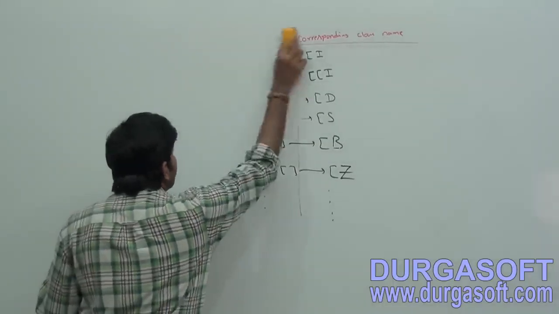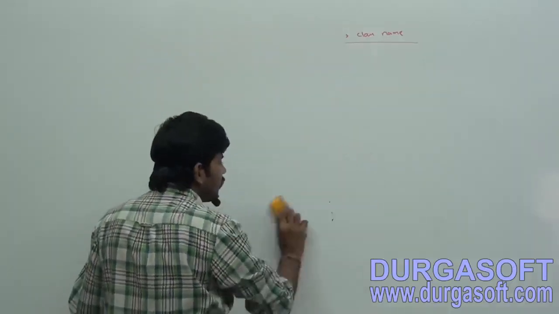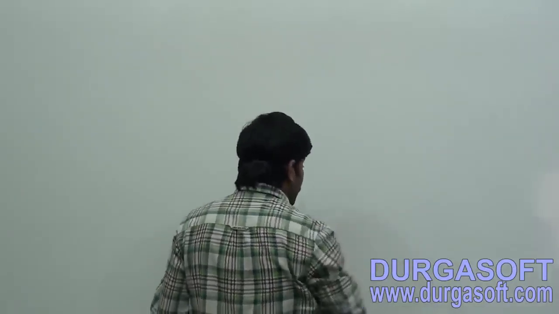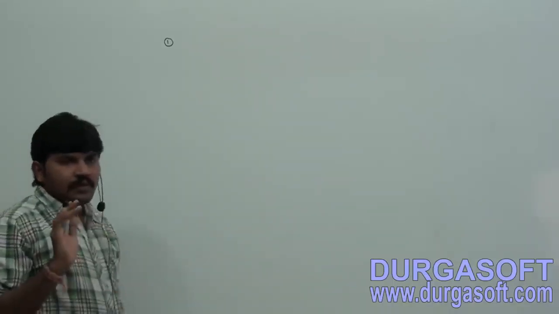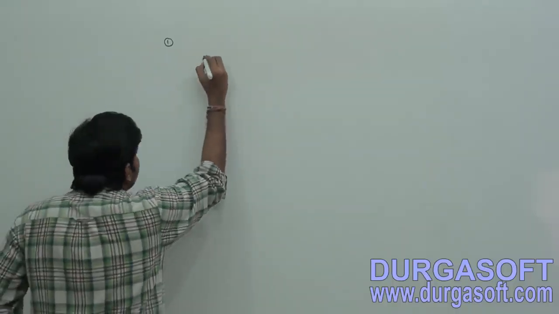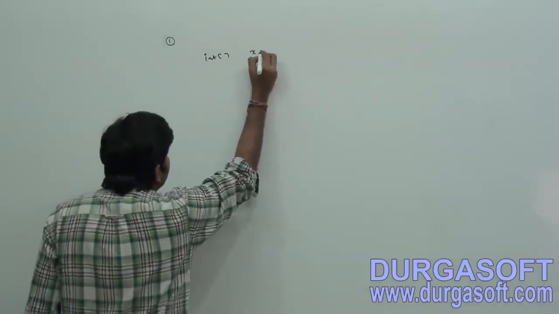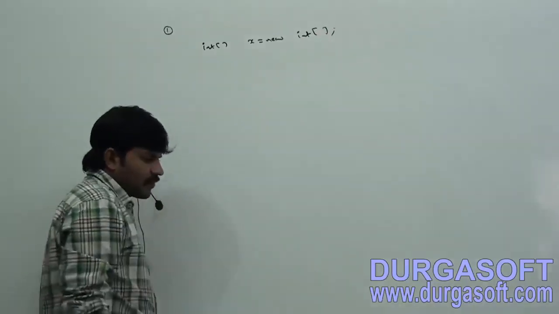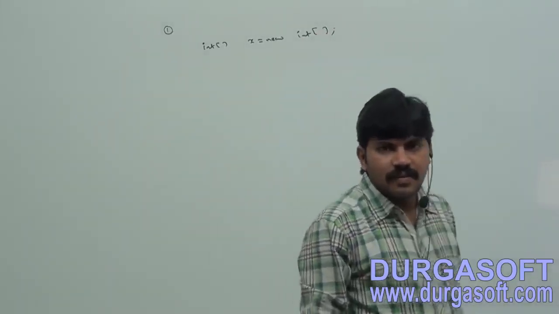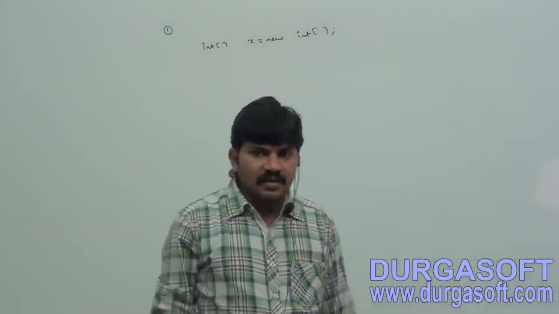So related to array creation, there are several loopholes. Let me talk about the first loophole, related to arrays. Suppose I'm creating an array like this: int[] x = new int[]; Sir, can you tell, is it valid or not?